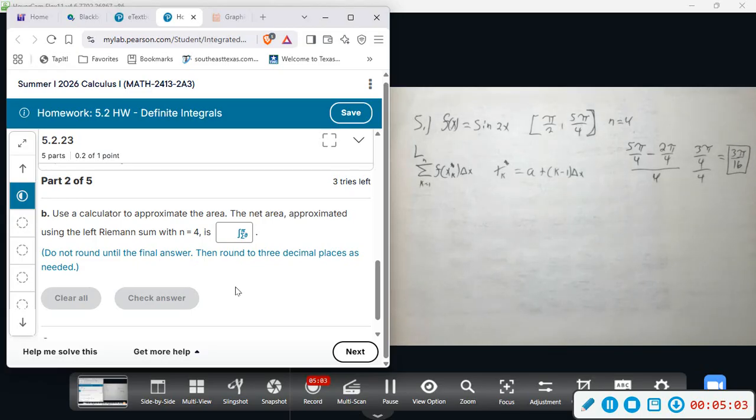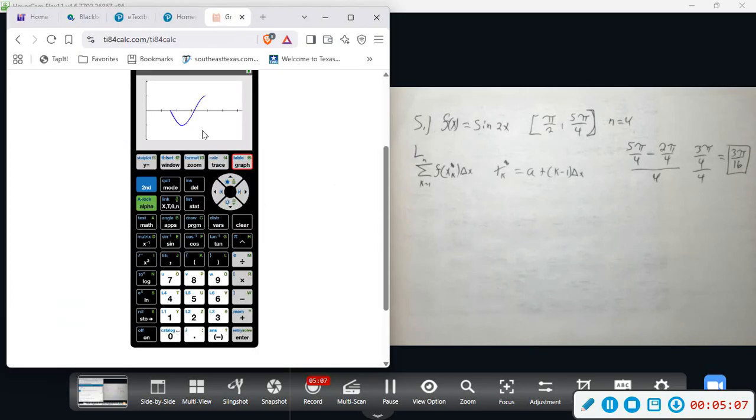And so now that we have all the information that we need, I'm going to go back here. I'm going to go second quit, go to the home screen. We're going to do our summation. So math 0.